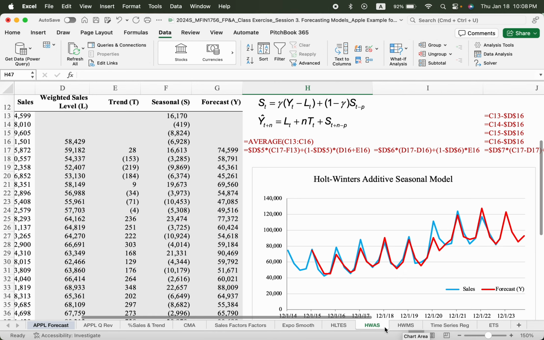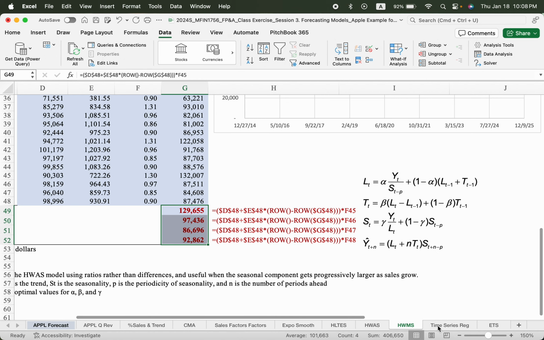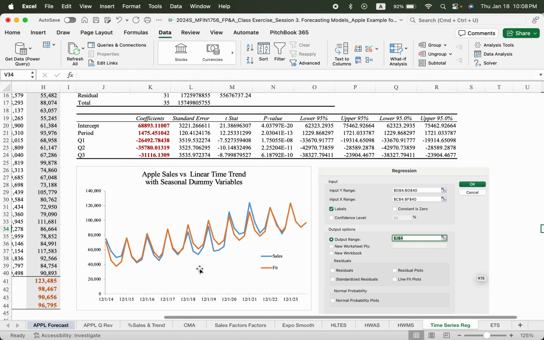So next, the video clips will finalize the time series regression model, right? If your past sales have a very stable increase or decrease, then we'll find this is a linear time trend with seasonal dummy variables.